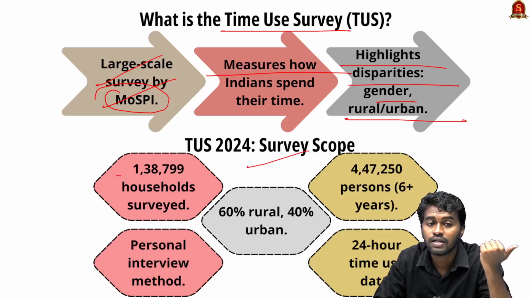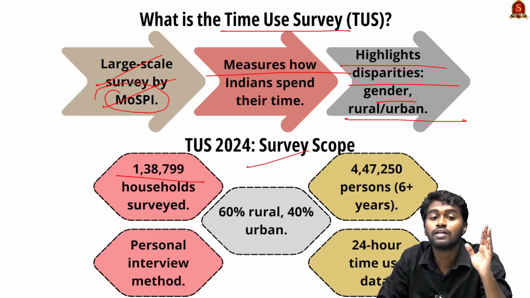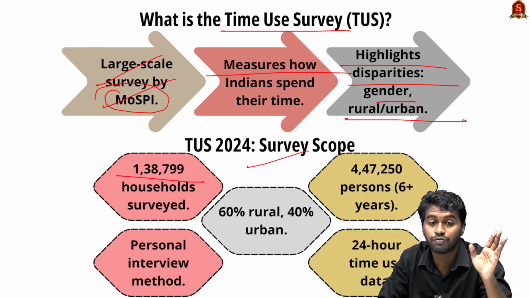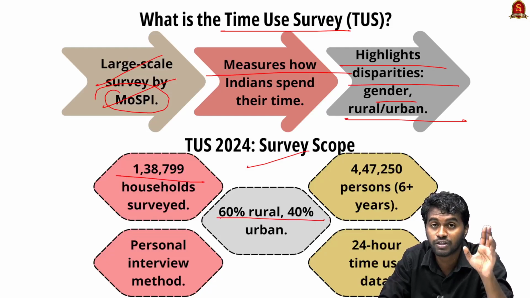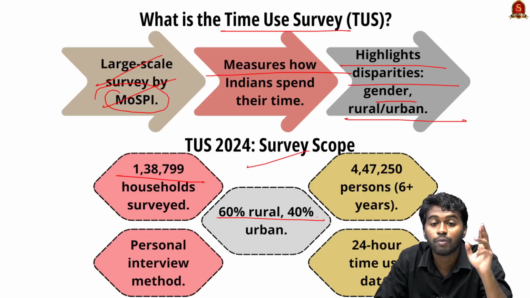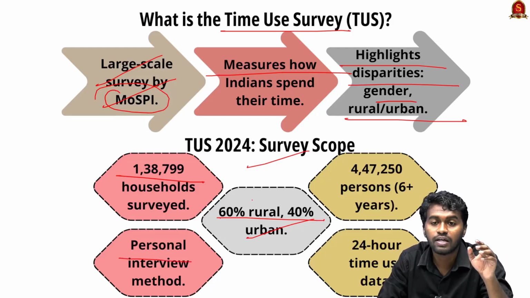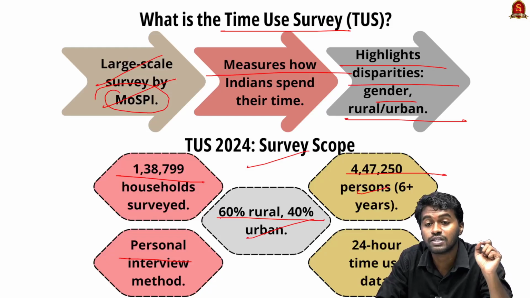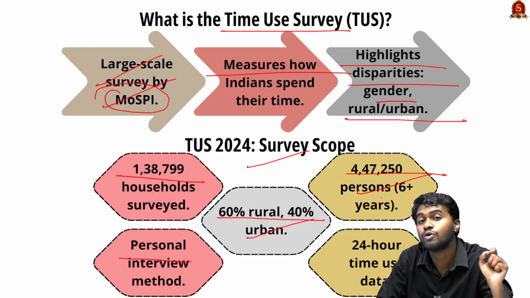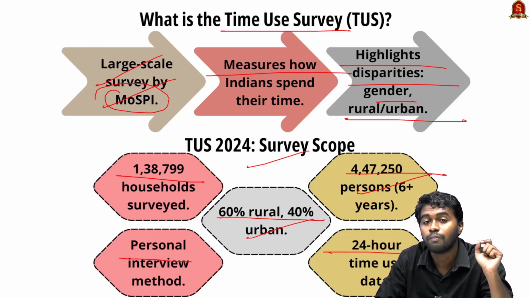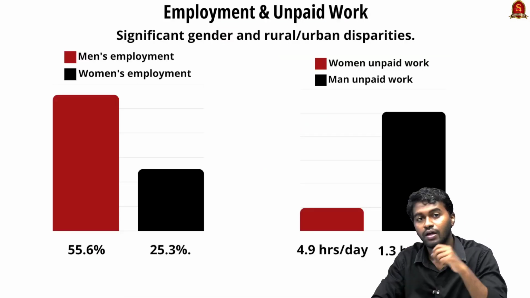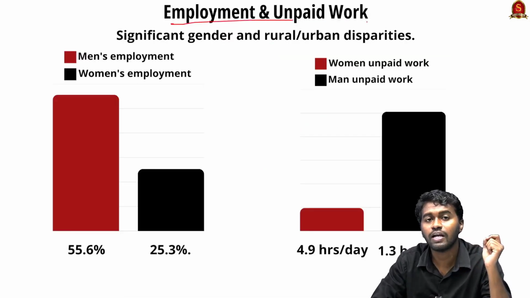The first is they surveyed nearly 1,38,799 households for this purpose, and out of that 60% was from rural areas, and the remaining 40% was from urban areas. The personal interview method was adopted, and nearly 4,47,250 people above the age of 6 years were interviewed by the officials, covering a period of 24 hours to collect the data.